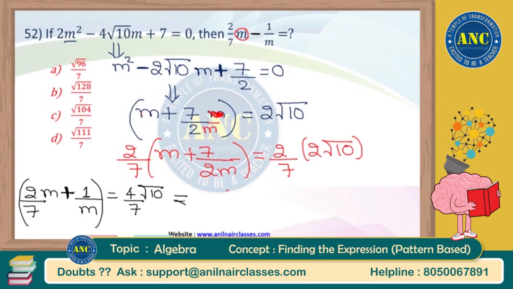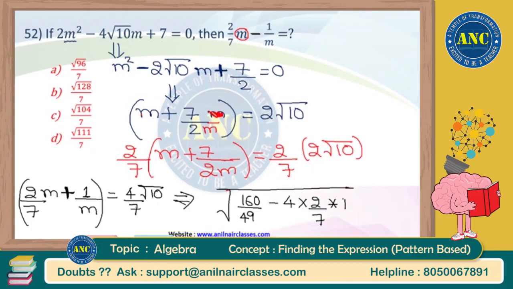It is very, very simple. From this particular equation, I can easily say that 2 by 7m minus 1 by m can be written as plus or minus square root of k square minus 4ab. K square is nothing but 4 by 7 root 10 whole square, that means 16 divided by 49 times 10, which is 160 by 49, minus 4ab. Here a is the coefficient of m, which is 2 by 7, and b is the coefficient of 1 by m, which is 1.